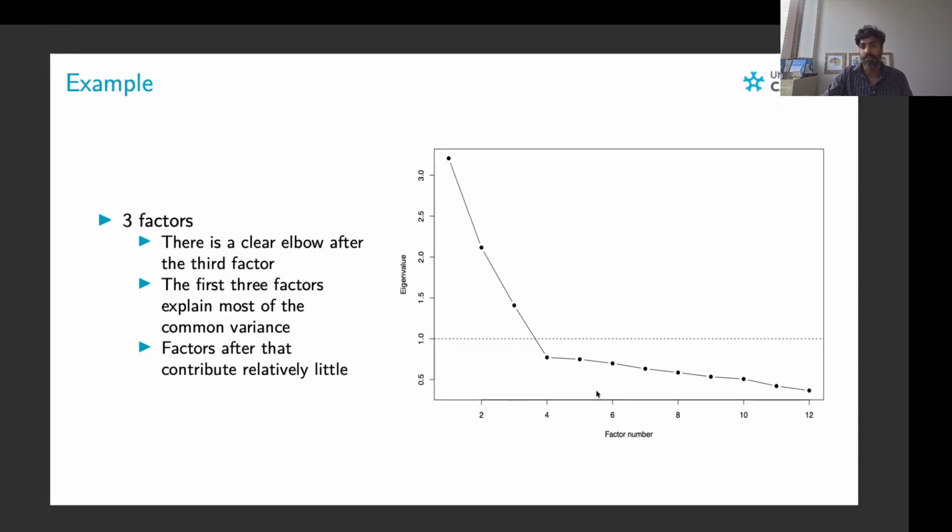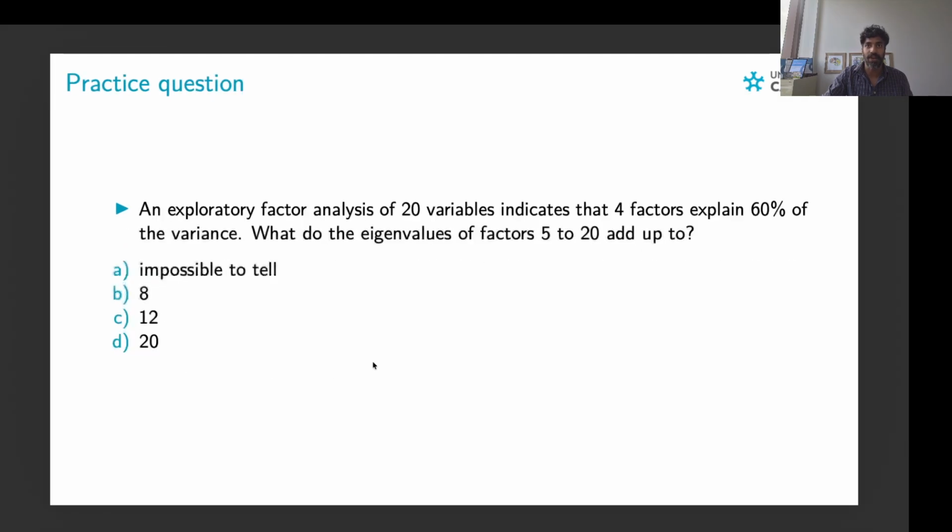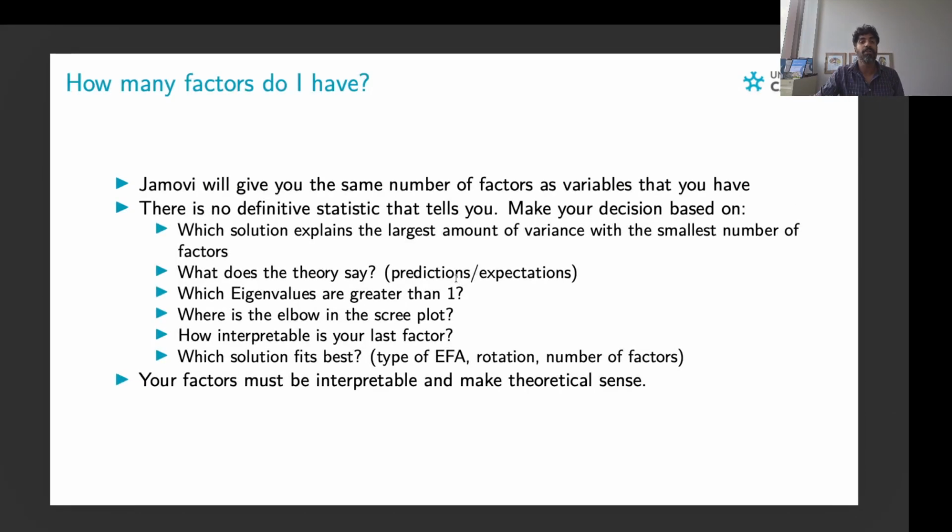This is not the exact example, but imagine there should be 16 factors if this went to 20, because each of them represents a variable. So what do the remaining factors 5 to 20 add up to? Well, we know that if the 4 factors are 60%, then the remaining should add up to 40%. So the remaining 40% is actually the remaining 8 eigenvalues. Understanding those relationships will help a lot with working this out.